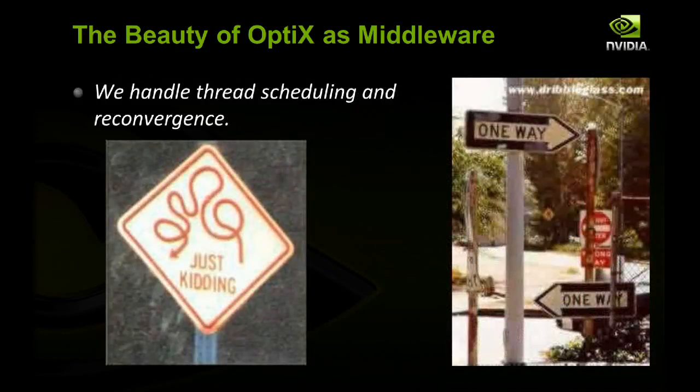Part of getting optimal performance on the GPU for ray tracing or for any compute application is managing the divergence of your code and the reconvergence. And the GPU hardware does that quite well. It lets you program CUDA in a single-threaded model. You think about, what does this thread need to do, not what do all my threads need to do.